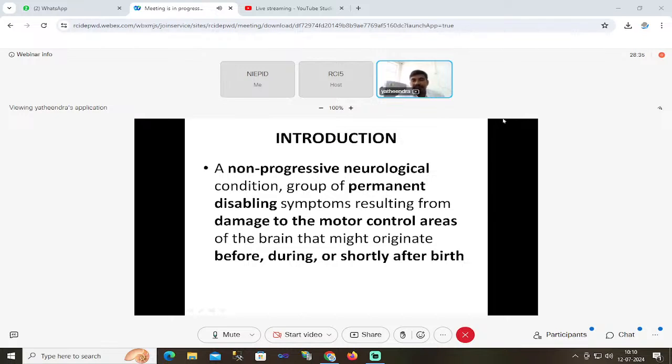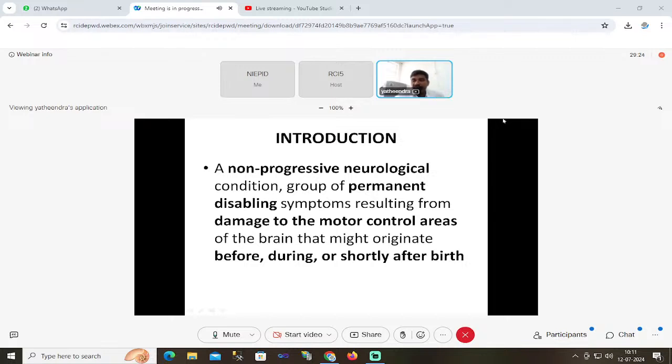non-progressive neurological condition? It means there will be an early onset of damage to the brain, but further damage will not occur. Whatever the brain is damaged, that much only the signs and symptoms will be there. That means the neurological disease will not progress, which is a clear entity that can be differentiated from other conditions, like other neurological damage that can be progressive. So this is one of the major conditions where there is a non-progressive neurological condition, a group of permanent disabling symptoms resulting from damage to the motor control areas of the brain that might originate before, during, or shortly after birth. That means the damage can occur before birth, during birth, or shortly after birth.